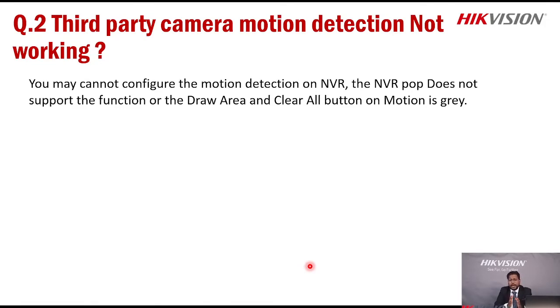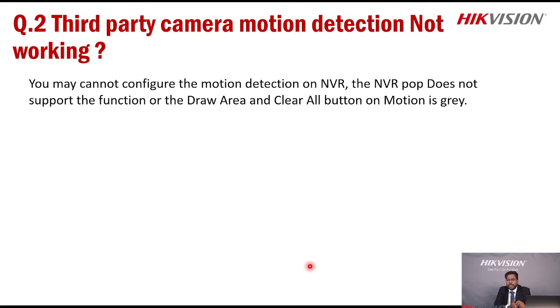Yes, if motion detection is not working there, then you cannot configure it from inside your NVR, because the brand of the camera is a third party brand and your NVR is a Hikvision NVR. Definitely the NVR does not allow you to make the configuration or to draw the area or clear the area. Such kinds of functions you will not be able to get in your NVR.